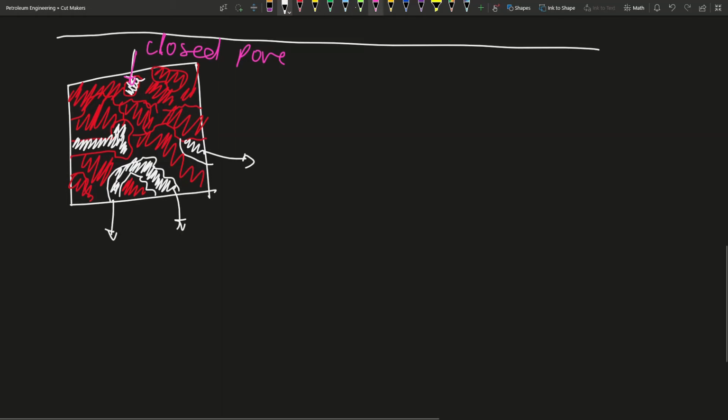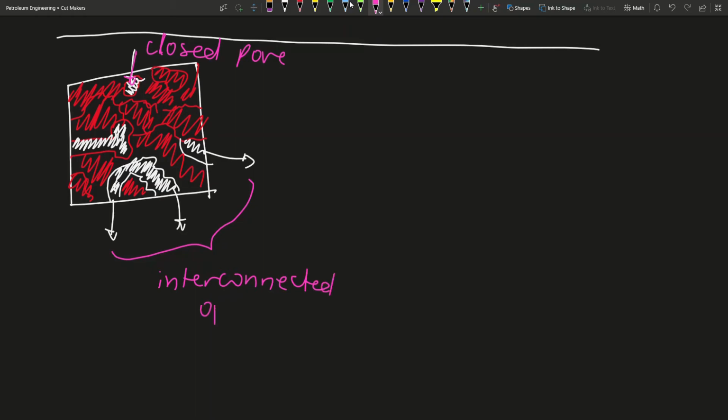So we can assume that all of these are interconnected or open pores. And then we have a pore that we know leads off to somewhere in one direction, but it's closed off in the other direction. So we can call these, let's go down a little bit, these are either known as dead end or cul-de-sac pores.